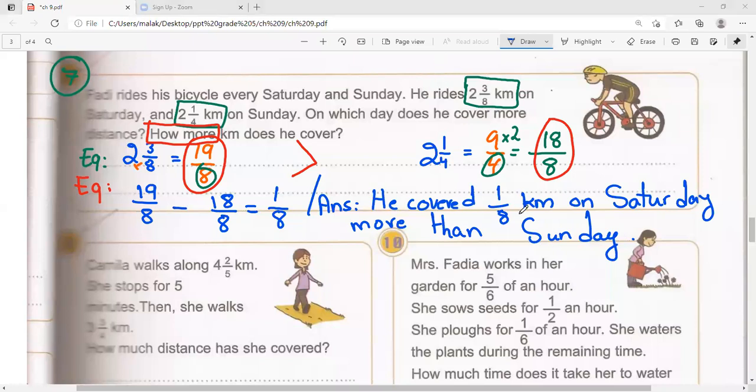Teacher, can you go up to problem 3? No, I can't now.